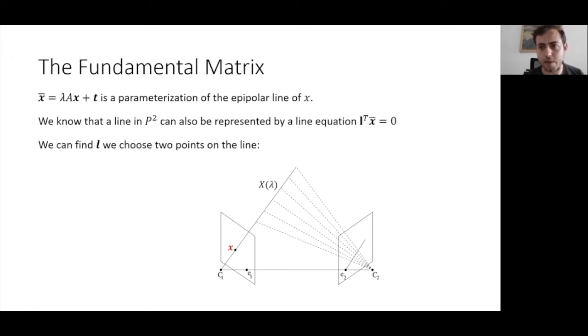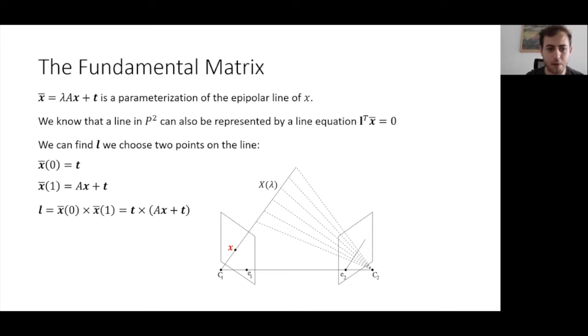The first solution is also correct, but I think that a simpler way is just to use 2 lambdas. If lambda equals 0, we get t, which is actually the epipole, we'll see later. And if I use lambda equals 1, I get this other point. So I have 2 points. What do I do next in order to calculate L? Cross product. Yes. So I just use the cross product between these 2 points, and I get t cross product (Ax plus t).